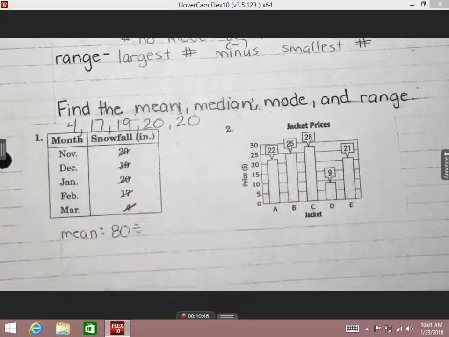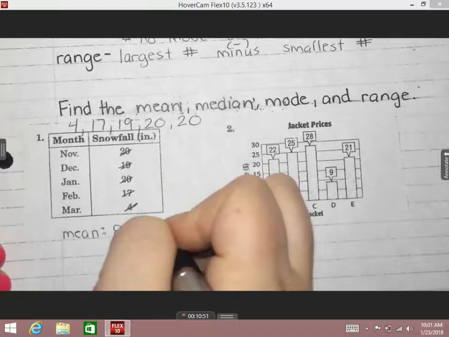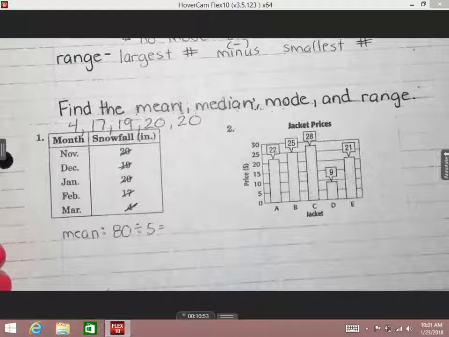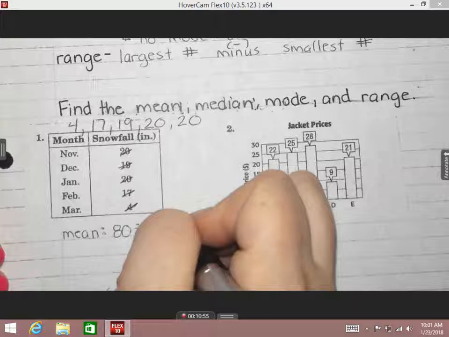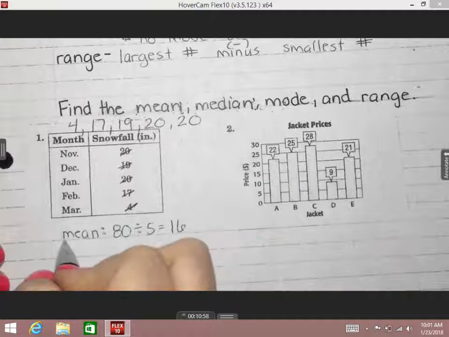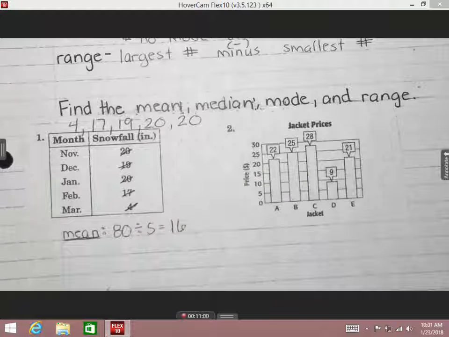80. All right, but now we can't just add them up. 80 isn't the middle. Now what do I have to do to that, Nick? Divide it by 5. What do I get when I divide that by 5? Chloe? 16. Excellent job.